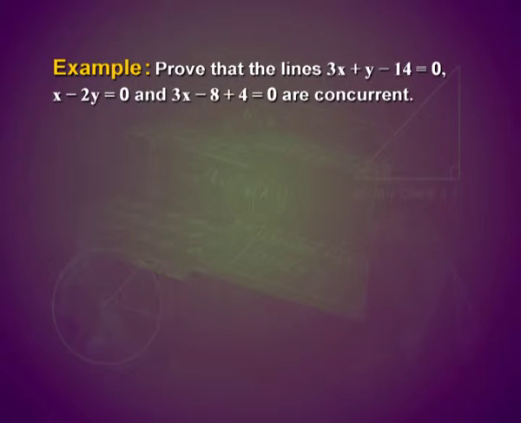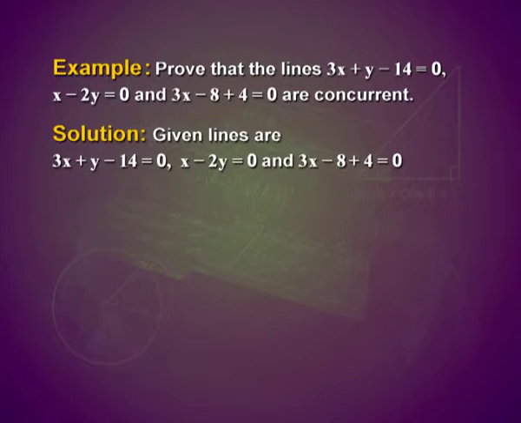Prove that the lines 3x plus y minus 14 is equal to 0, x minus 2y is equal to 0 and 3x minus 8y plus 4 is equal to 0 are concurrent. Look into the solution here. Given lines are 3x plus y minus 14 is equal to 0, x minus 2y is equal to 0 and 3x minus 8y plus 4 is equal to 0.